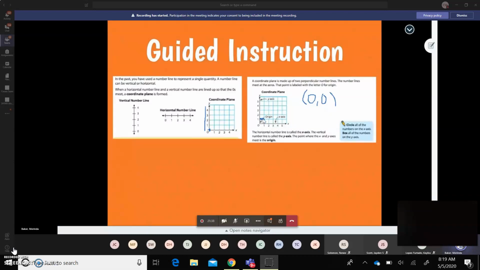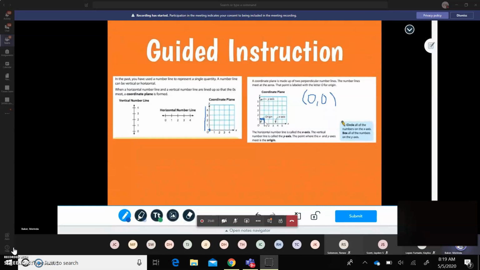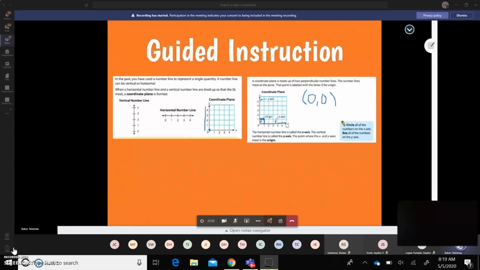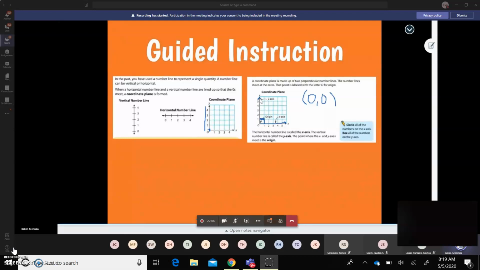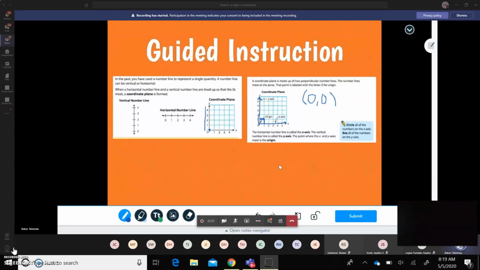Remember, parallel lines don't touch. They just keep going and they never touch. But with perpendicular lines, they meet and touch to create a right angle. So remember, the horizontal line going across left to right near the bottom is our x-axis, and the vertical line is called the y-axis. The point where they meet is called the origin. We always start at the origin. So if I ask you to describe how to get to a point, you will always first say start at the origin.